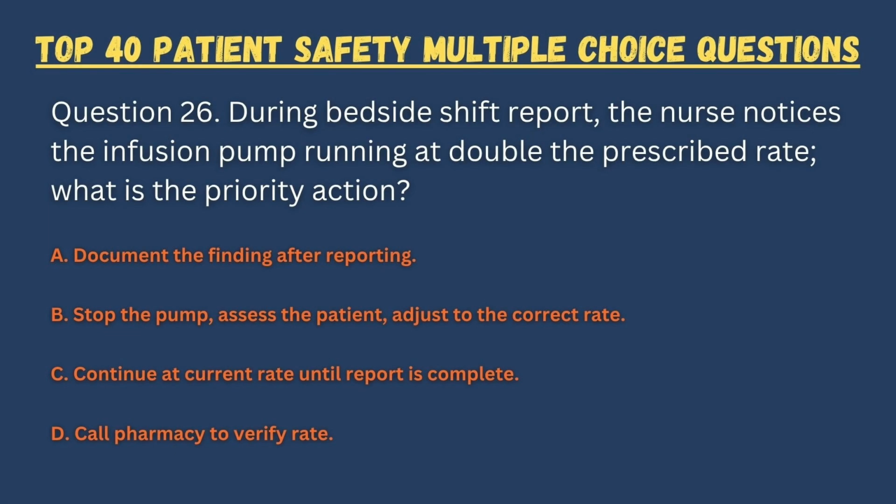Question 26. During bedside shift report, the nurse notices the infusion pump running at double the prescribed rate. What is the priority action? A. Document the finding after reporting. B. Stop the pump, assess the patient, adjust to the correct rate. C. Continue at current rate until report is complete. D. Call pharmacy to verify rate.